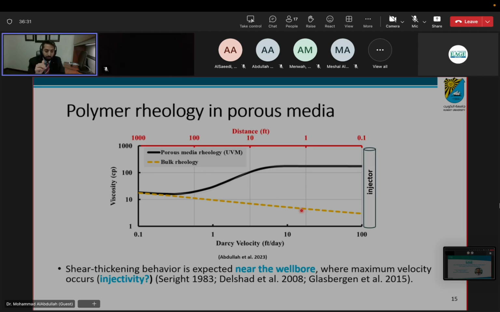Now, more into the polymer rheology in porous media. Another question will be, okay, how about in the reservoir? What's going to happen and where will that shear thickening behavior, the increase of viscosity, occur? Remember, we had the same plot of viscosity versus velocity or shear rate. We had shear thinning. This is what we expected at bulk rheology, or what's going to happen in the lab, compared to shear thickening in the porous media whenever you increase the velocity. And guess what?